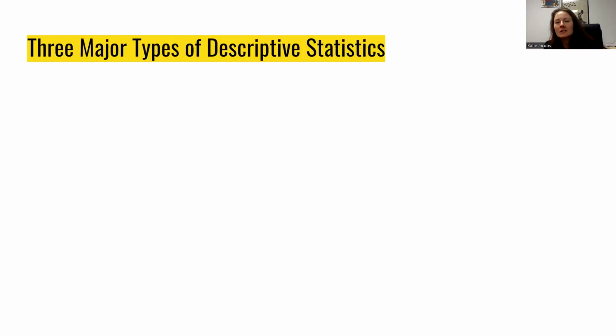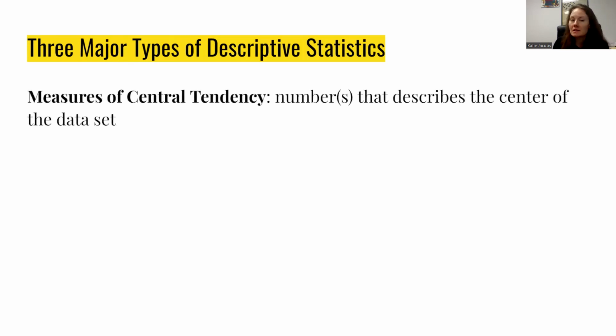And so when we get into descriptive statistics, there are three major branches of descriptive statistics that we'll learn about within this course. The first is going to be this unit that we're learning right now, which are the measures of central tendency. And so measures of central tendency are number or numbers that describe the center of our data set. So the mean is an example of a measure of central tendency.